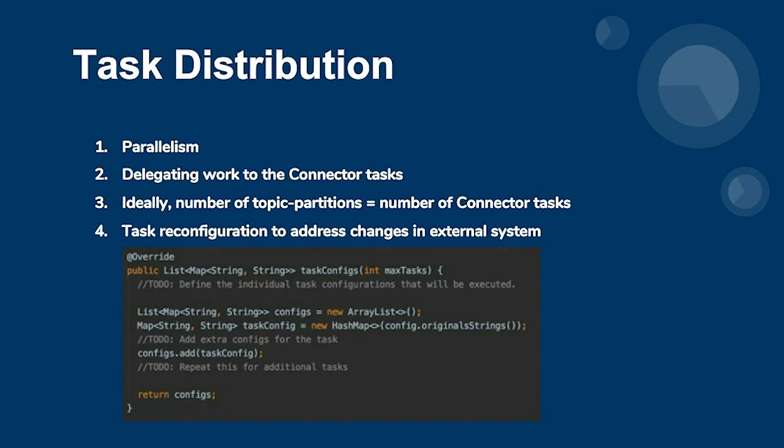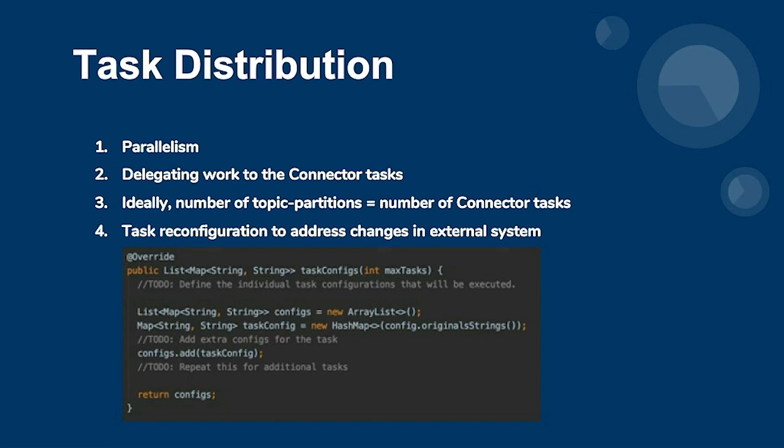Ideally, the number of tasks running should be equal to the number of topic partitions that we're dealing with in case of sink connectors. Similarly, we can do the same for source connectors, depending on how we can partition and access the data from the source systems. And accordingly, we can spin up that many tasks.